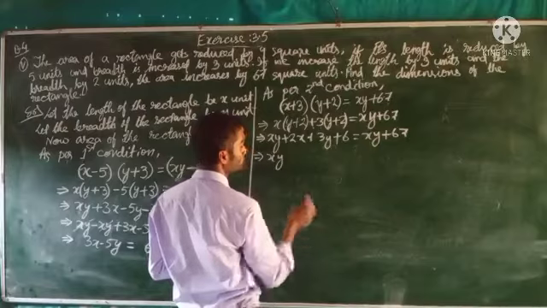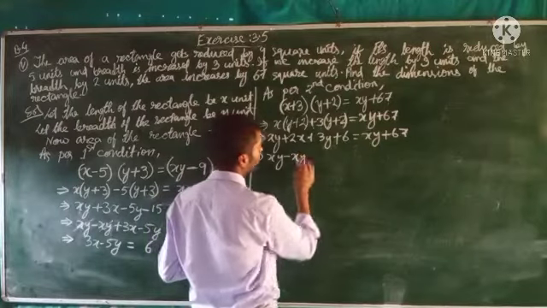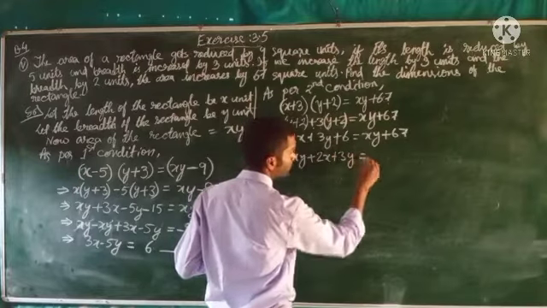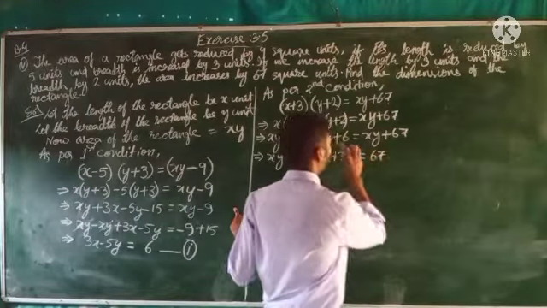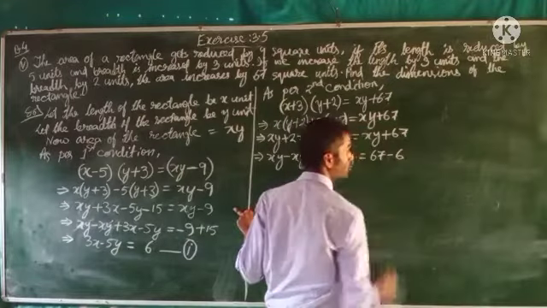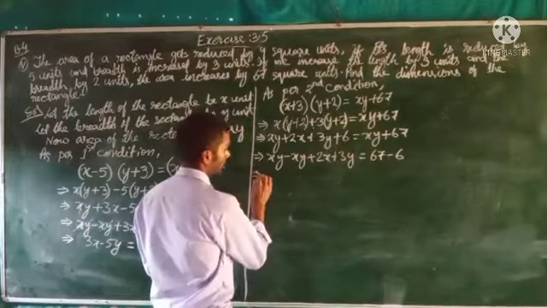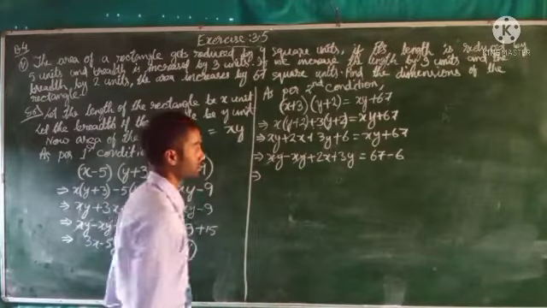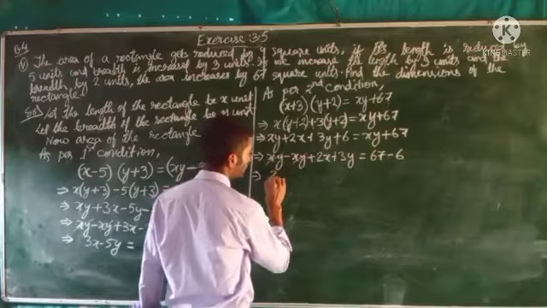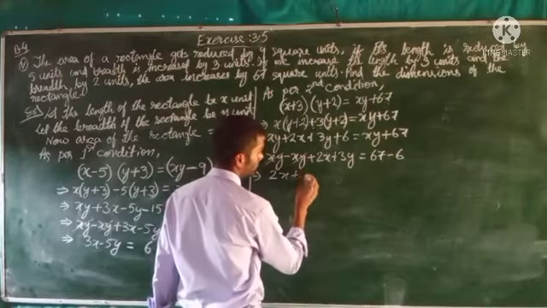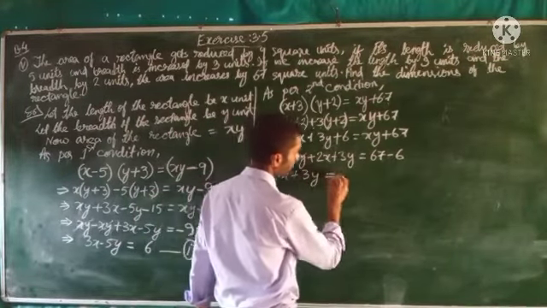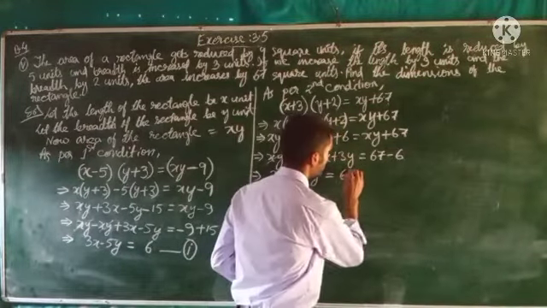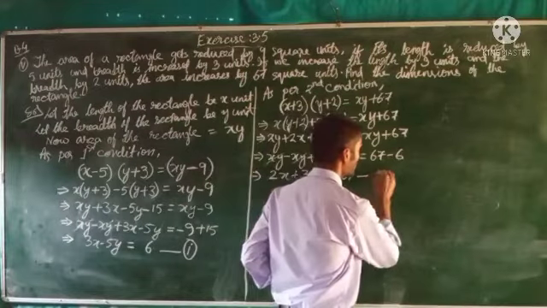xy, we will transfer this xy, so minus xy plus 2x plus 3y is equal to 67, plus 6 will transfer on the other side, it will change into minus 6. Now xy and xy we can cancel because here it is plus and here it is minus. Now 2x plus 3y is equal to 67 minus 6. So we will get here 61. That is our second equation.